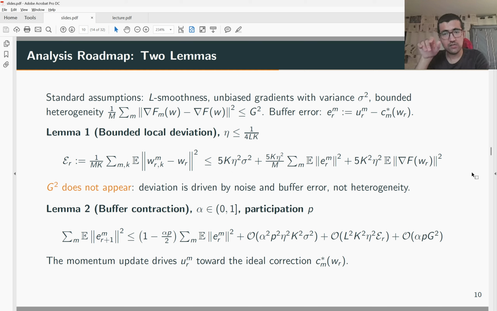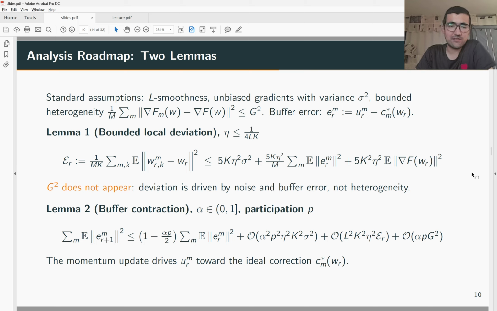The deviation is driven by the stochastic noise and by the buffer error instead. So if the buffers are accurate, heterogeneity simply drops out of the local dynamics. The second lemma shows the buffers do become accurate. The buffer error contracts geometrically with factor 1 minus alpha p over 2 plus lower order noise terms.